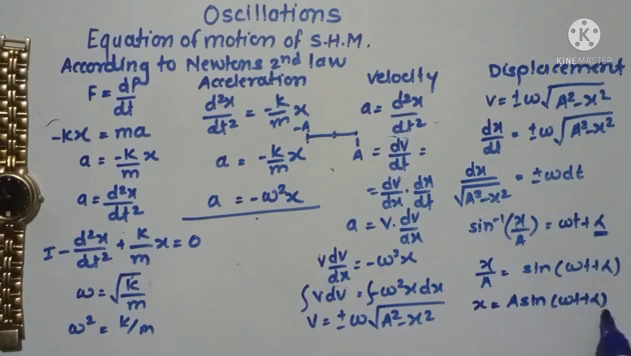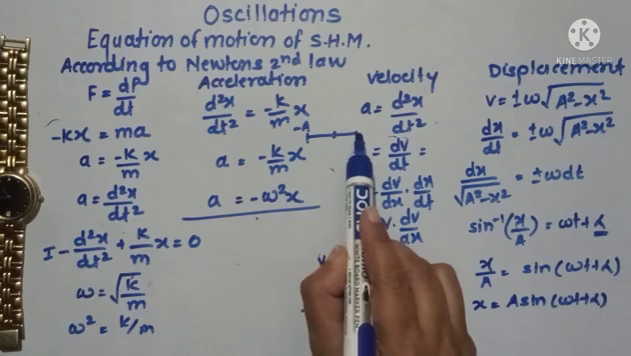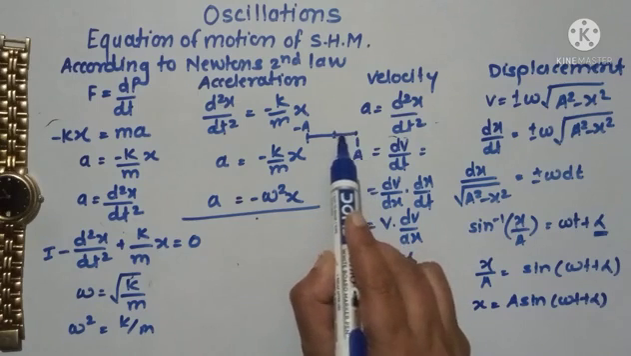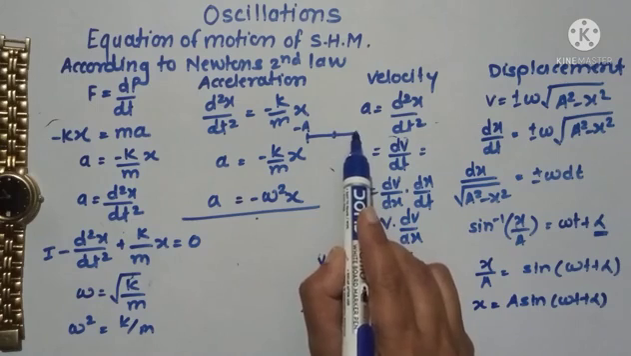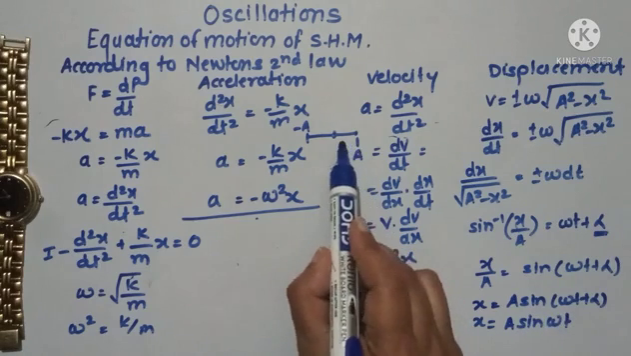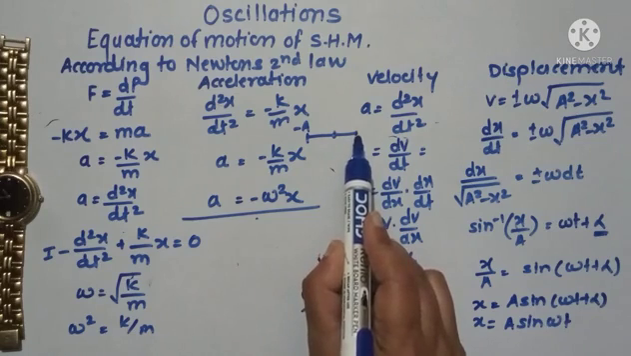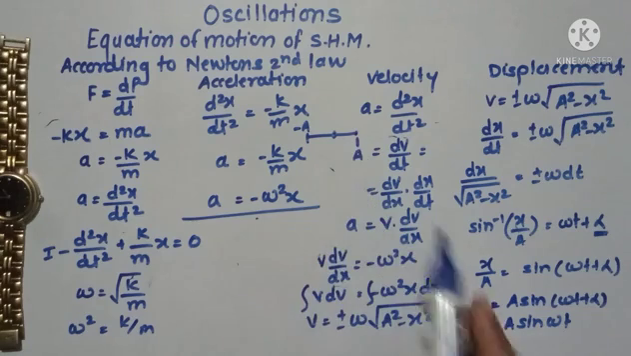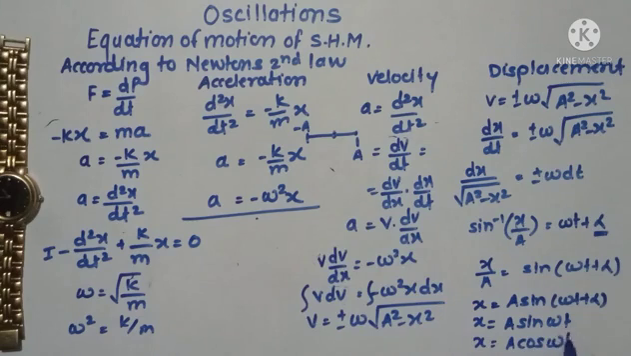Now there are also different cases, and we can calculate what will happen if the particle is starting from the mean position, or when the particle is starting from the extreme position. So when the particle is starting from its mean position, the displacement is given by x is equal to a sine omega t, and when the particle is starting its journey from the extreme position, then x is given by x is equal to a cos omega t.